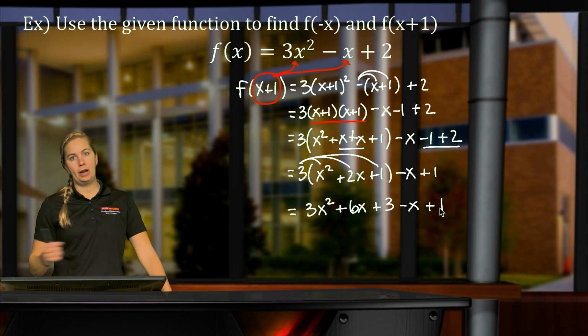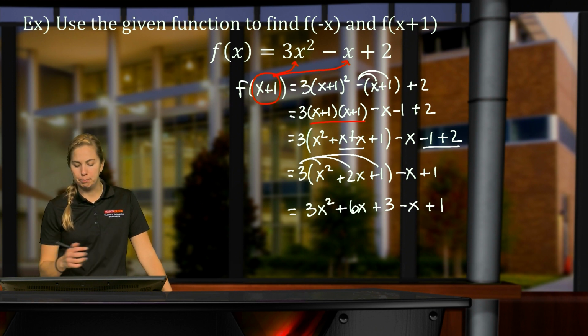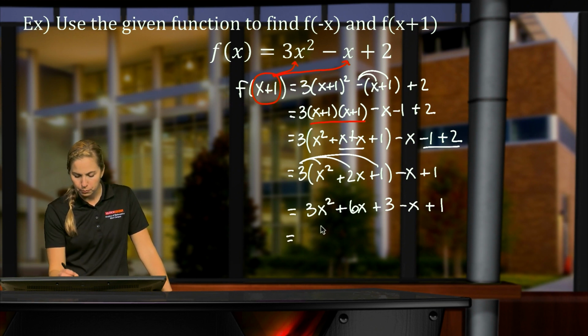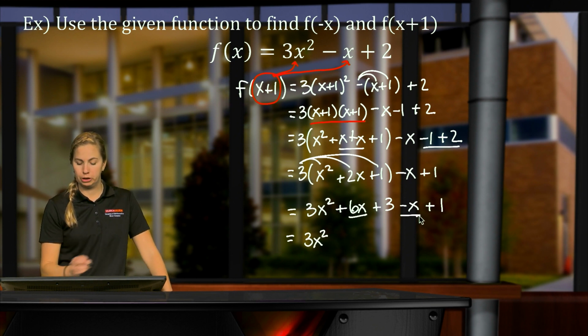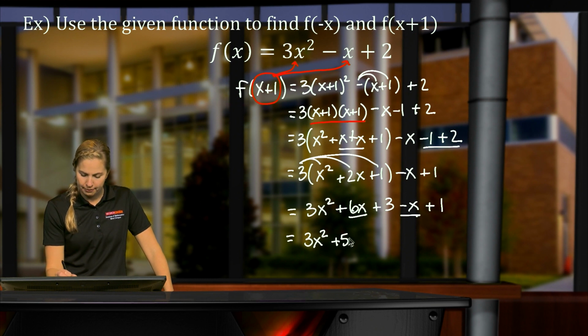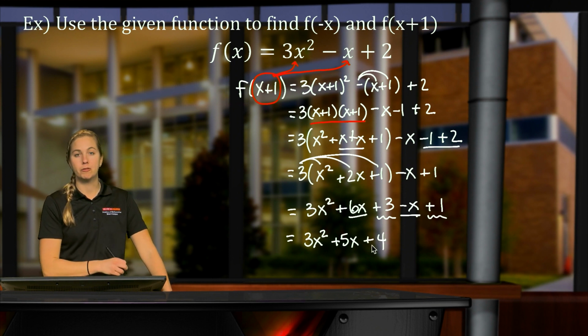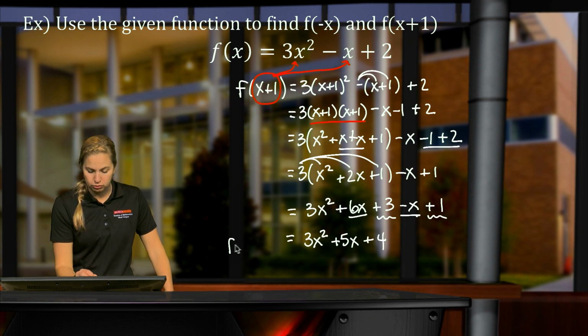I have no more parentheses. The last thing I have to do is combine like terms. 3x squared has no other like terms, but we have a 6x and a minus x, which are like terms, which is positive 5x. And we have a positive 3 and a positive 1, which is positive 4. So this expression represents f of x plus 1.